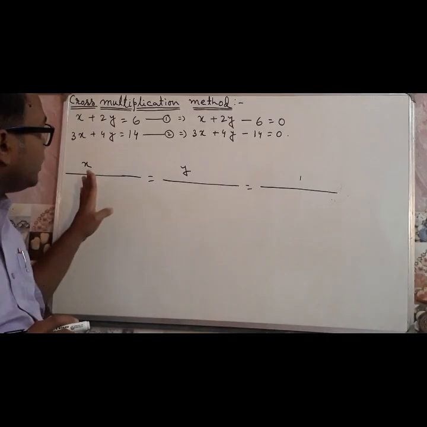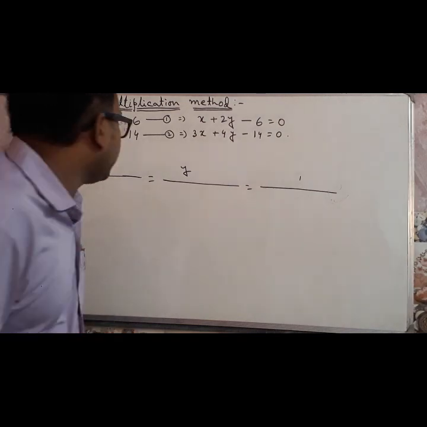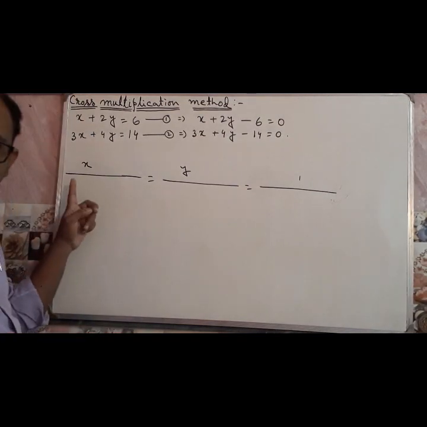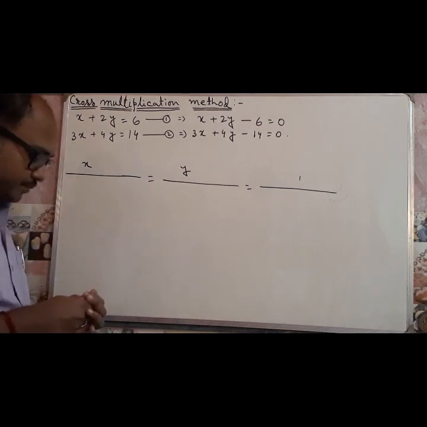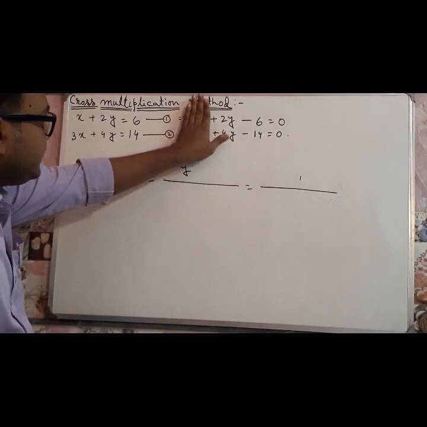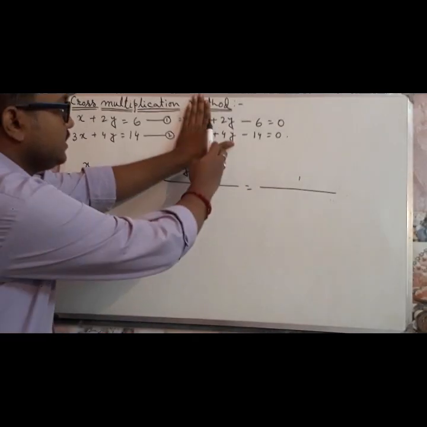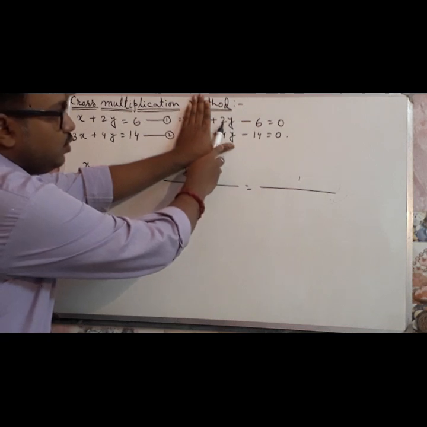Then what will be the denominator of this x, y and this 1? When you are writing the denominator of x, what you have to do? Keep your left hand on this variable x. Then start from the top. What is the coefficient of y here? 2.